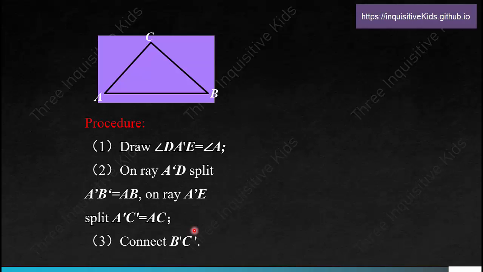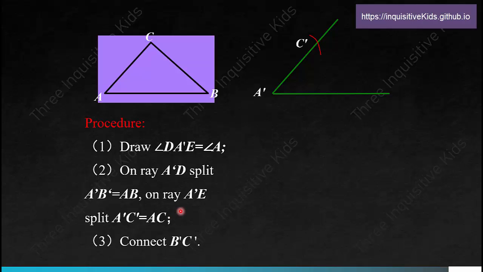Here's the procedure. First, we draw angle D A prime E equal to angle A. And then on ray A prime D, we split off A prime B prime equal to AB. On ray A prime E, split off A prime C prime equal to AC. Then we connect B prime C prime. So here's how we do it. First we draw that angle D A prime E equal to angle A. Then on ray A prime D, we're going to split off A prime B prime equal to AB.